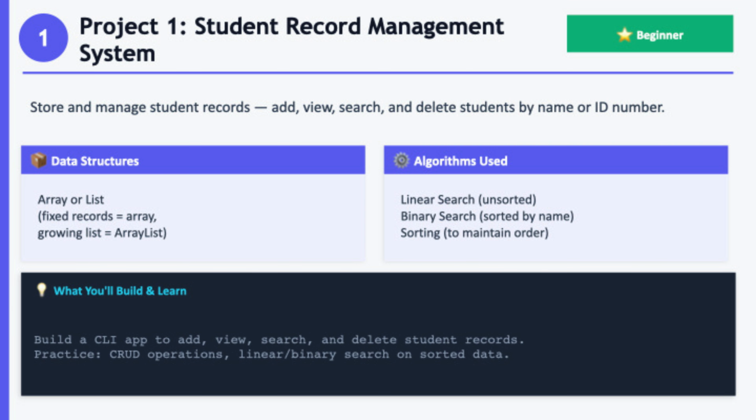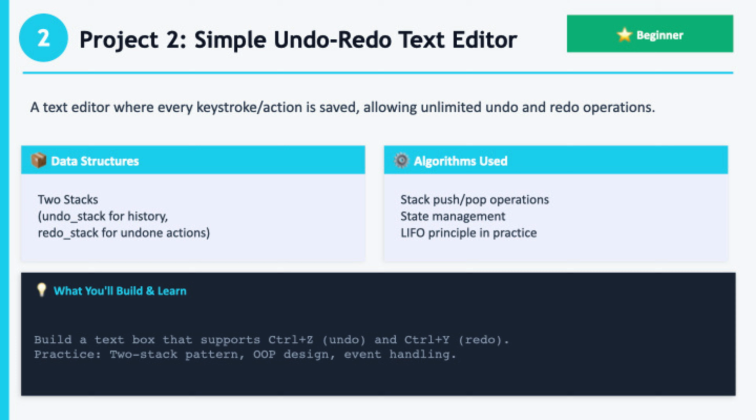Your first project could be a student record system. You will learn how to manage, search, and delete records using basic lists and searching algorithms. Another great project is building a simple text editor with undo and redo functions. This will give you hands-on practice using the stack data structure and the principle of last in, first out.